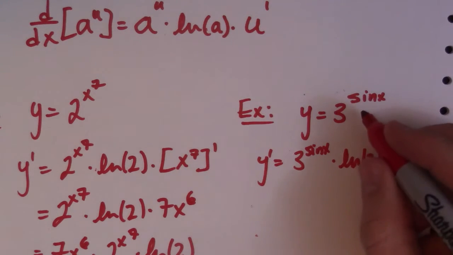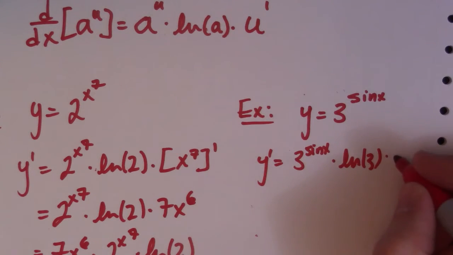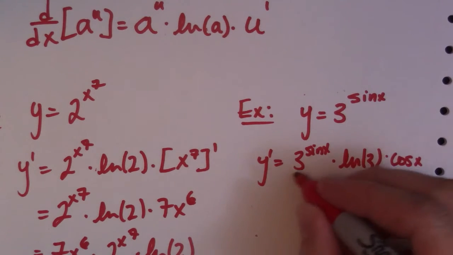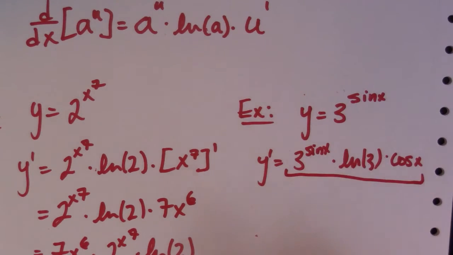I'm just going to rewrite this one right in one step. So derivative of sine is cos of x. And there it is. I'm not going to rewrite this one. It is what it is.